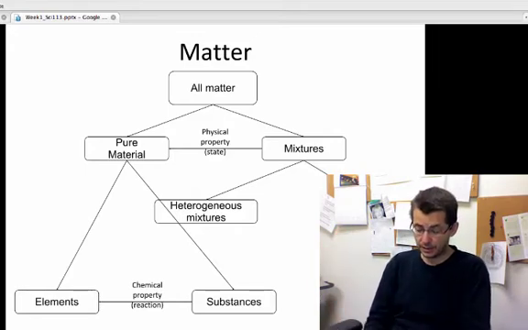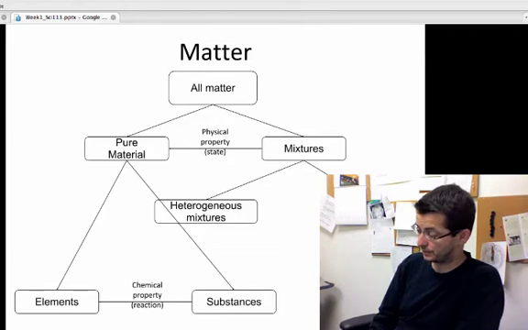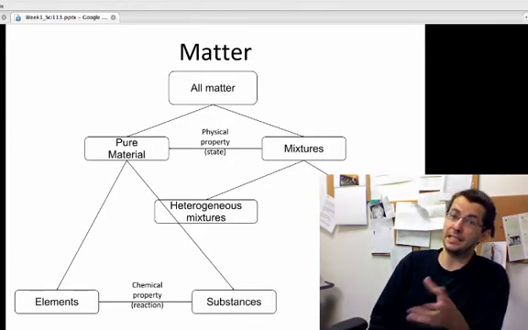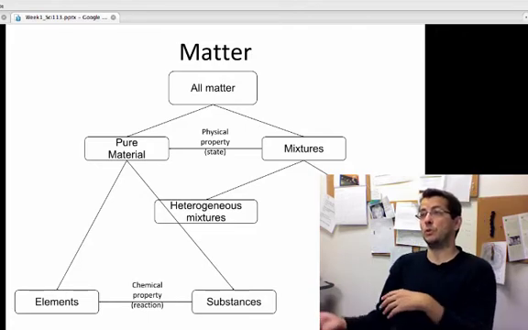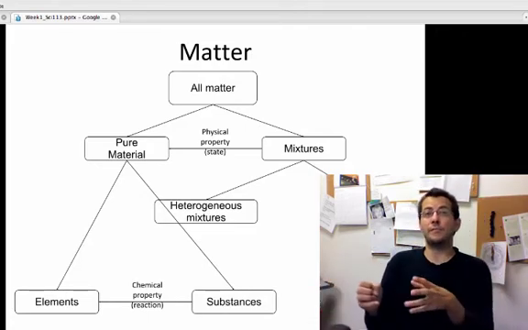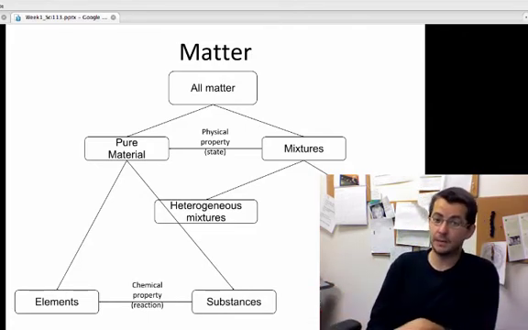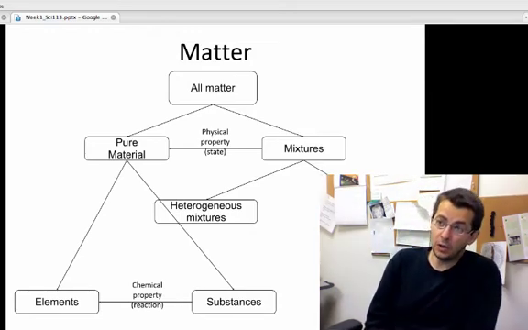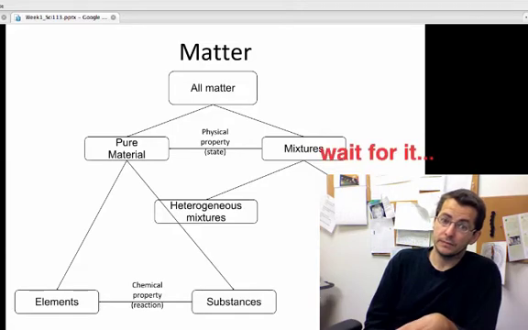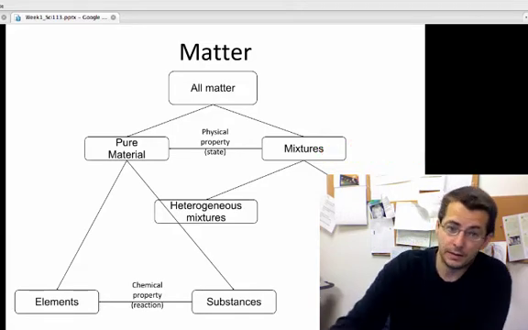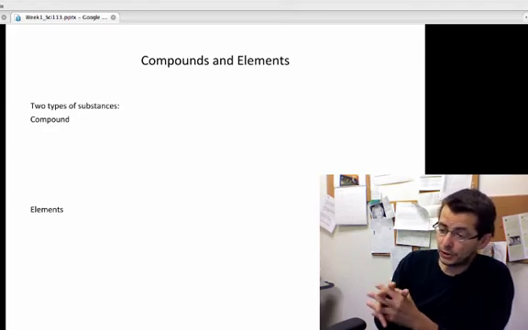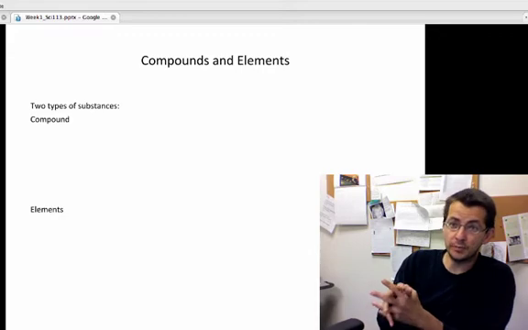These are what we call substances or pure materials. Substances themselves also have multiple classifications. So those substances can fall under two different categories. The more common one are what we call compounds. These substances can be altered chemically and separated into components.